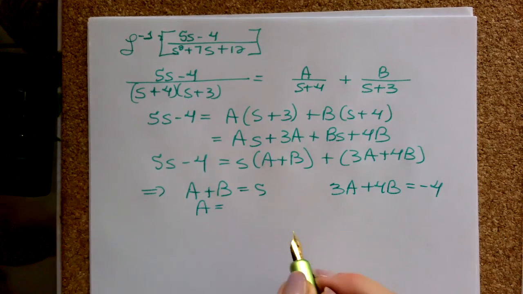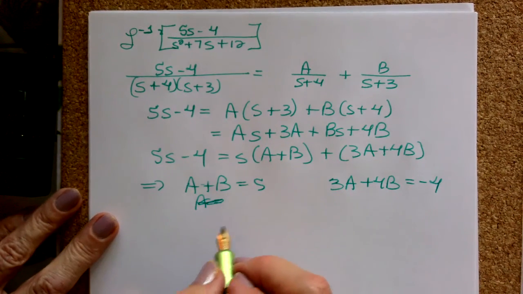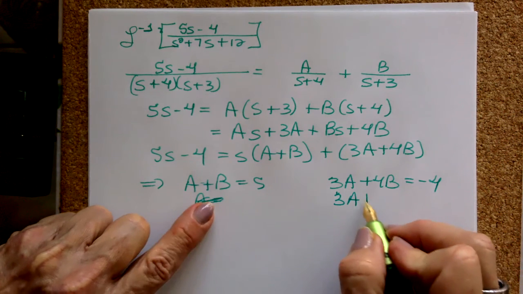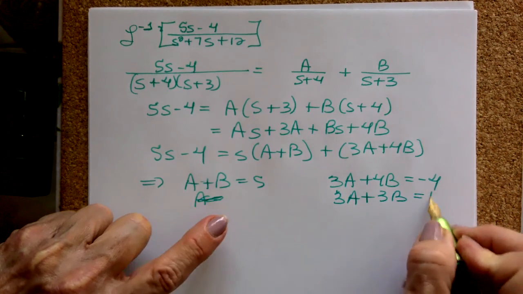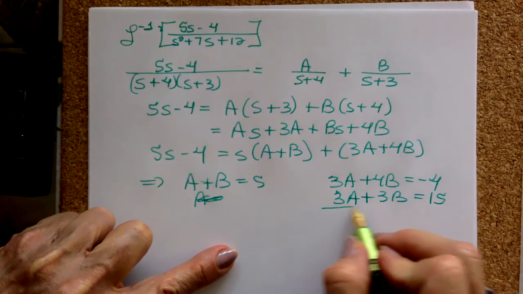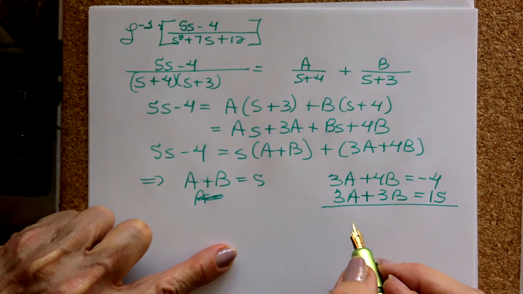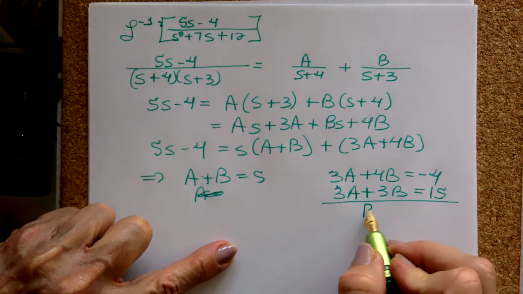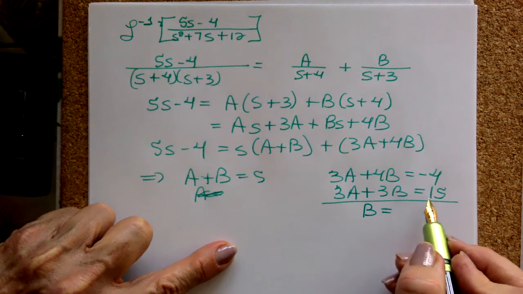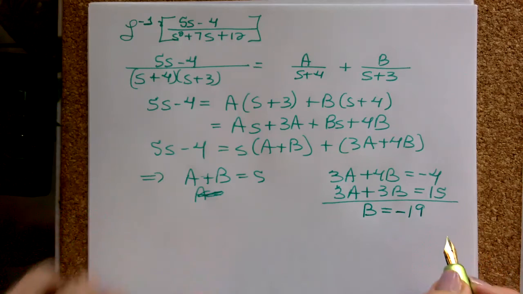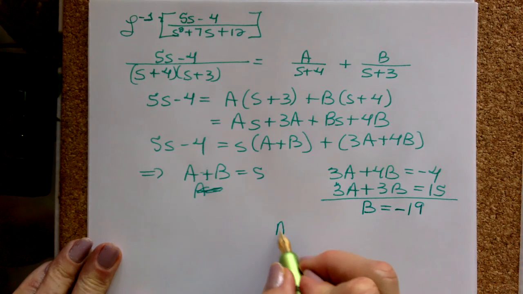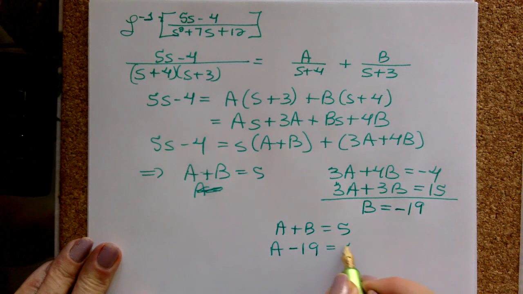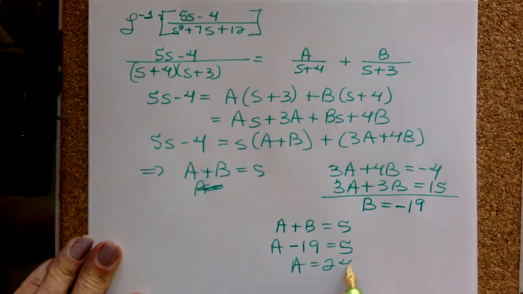There are different ways you can solve it. Let's multiply this equation by 3 and then subtract. Multiplying this equation by 3 will give me 3A plus 3B is equal to 15. Okay, and now I'm going to subtract. The 3A's will cancel. I'll get 4B minus 3B, so that's just B. I have minus 4 minus 15, which is minus 19. And since A plus B is 5 and B is minus 19, then A is 24.